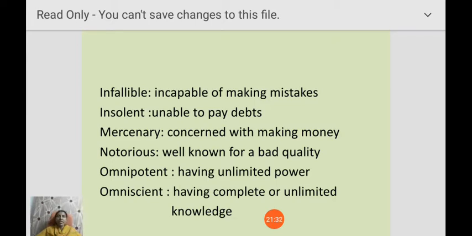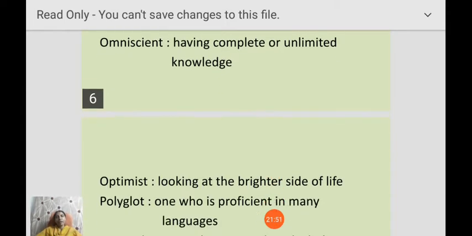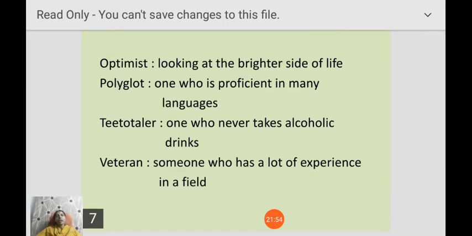In the first case, it's power. Potent, P is for power. You need to remember, in the spelling of potent, there is a P, and P is for power. So in that way you can remember it also. Omniscient is having complete or unlimited knowledge. The next is optimist: looking at the brighter side of life. A person who has hope in life is called an optimist.